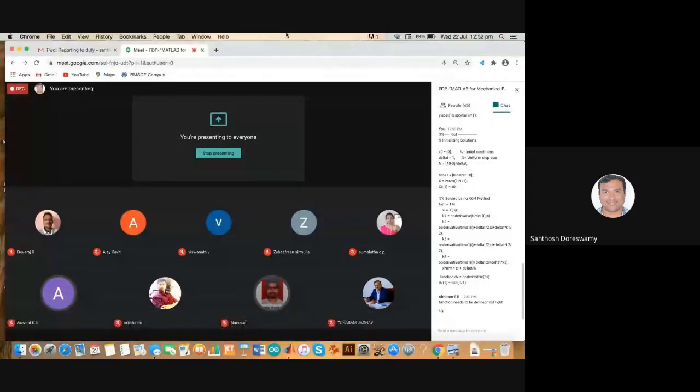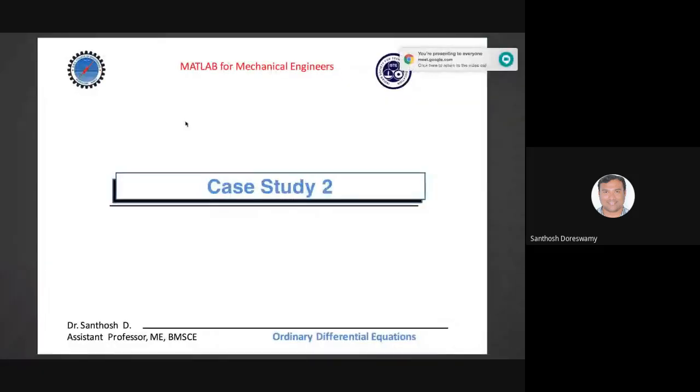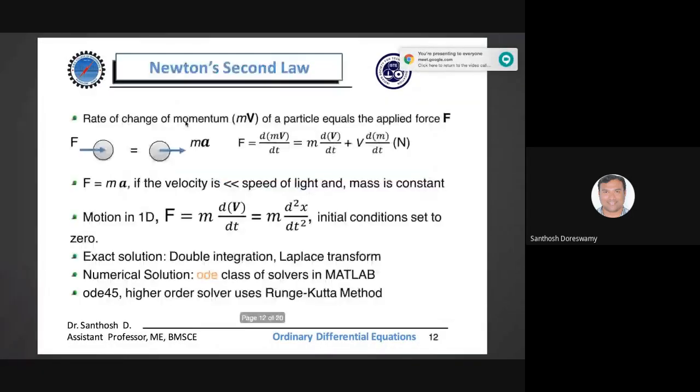Let me move on to the next class of problems, case study 2. Case study 2 deals with the second order differential equation. We have the popular Newton's second law, where the change of momentum of a particle in time is equal to the applied force. That is the statement that Newton's law gives you.